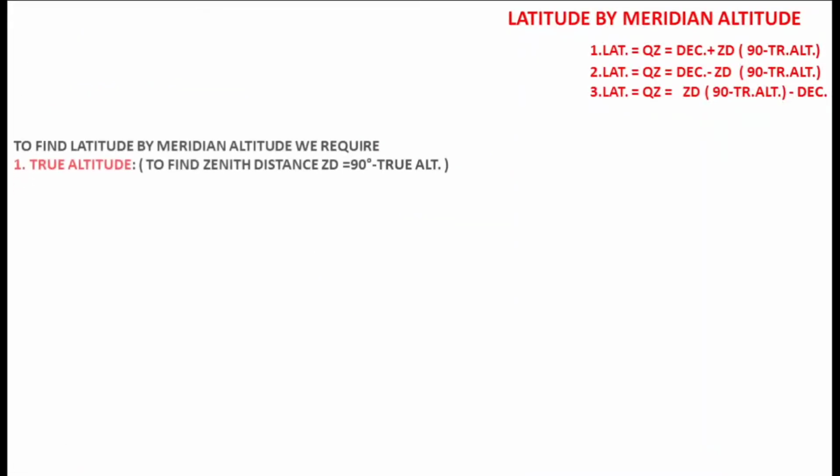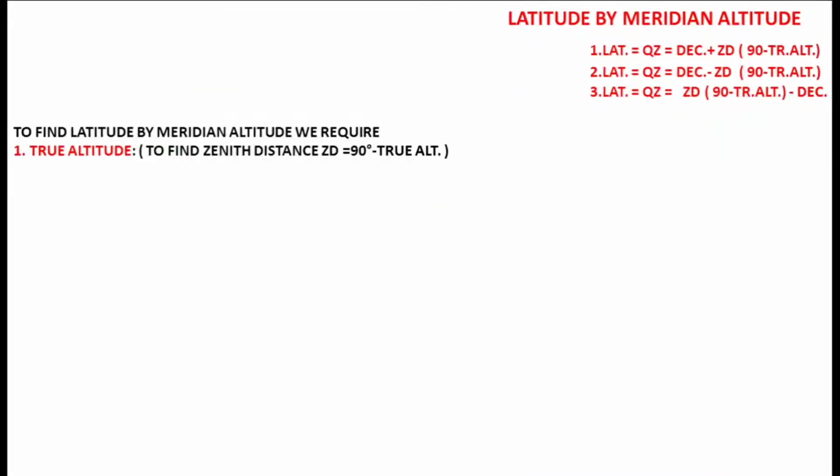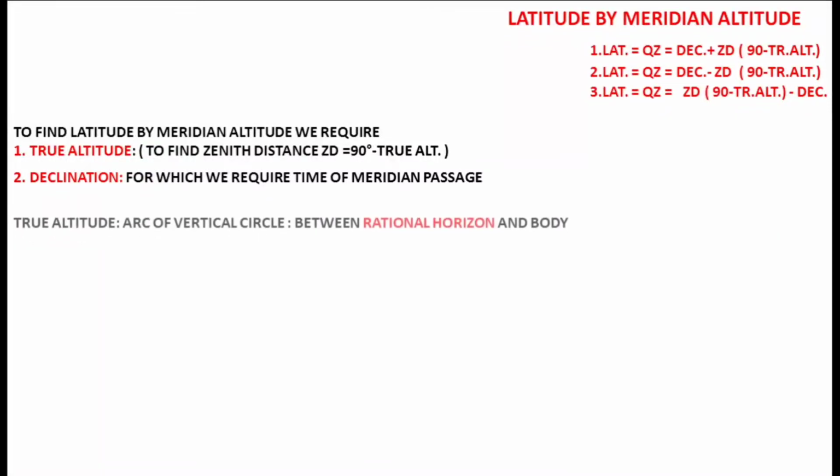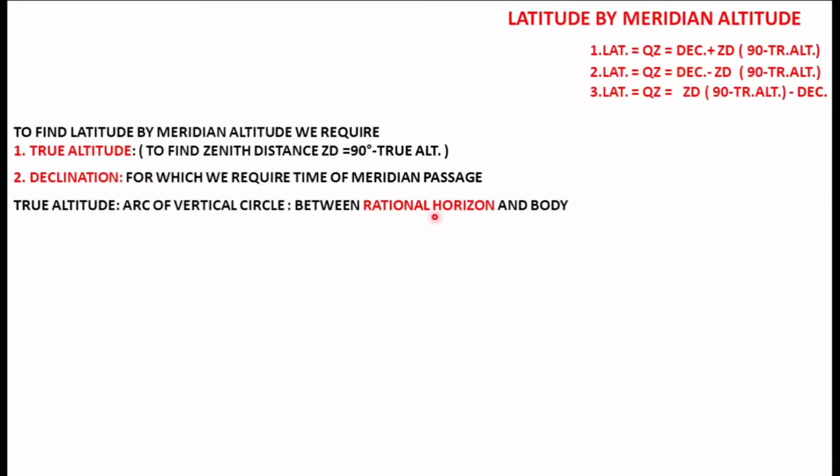Now to find out my zenith distance, I would require my altitude. To find out the declination, I'll require the time. The true altitude I require to find out my zenith distance is the arc of vertical circle above the rational horizon.